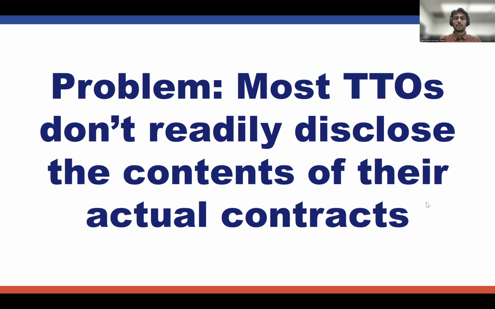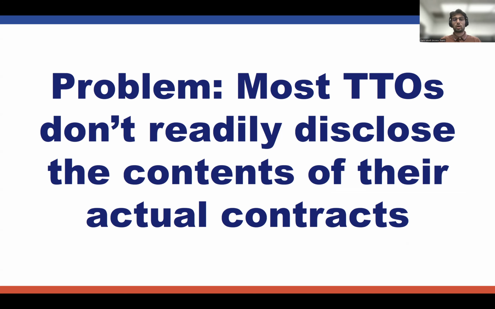As I'm sure most of you are aware, the main problem or roadblock that we face in our advocacy is that most TTOs don't readily disclose the contents of the actual contracts that they have with licensees, or pharmaceutical companies in our case. That's very important for us to know so we can see if they indeed have equitable access provisions within these licenses. And the fact that the TTOs don't readily disclose them serves as a huge obstacle for us.